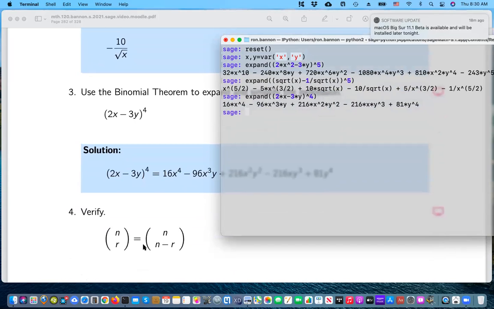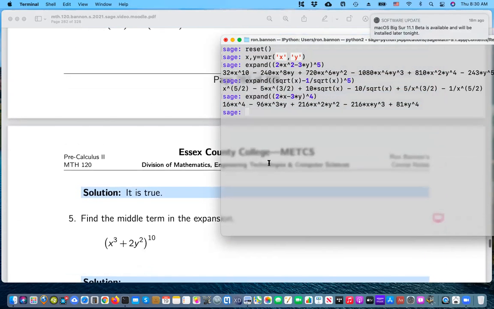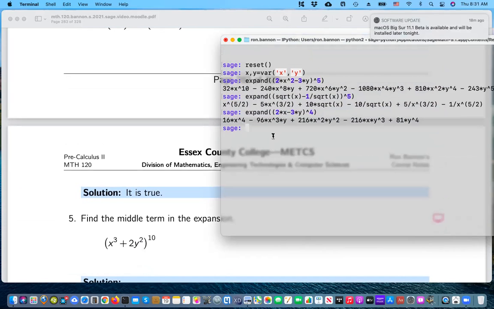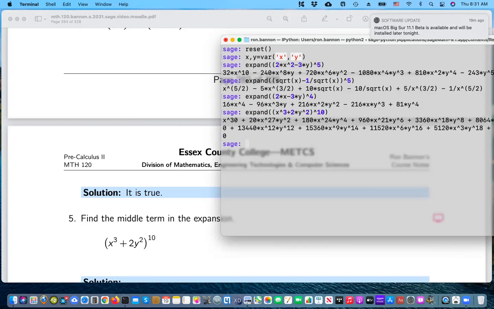Verification problem. Yeah, Sage can do it, but the bottom line is it's probably too much code at this point to go through that. So I'm going to skip 4 for Sage, and I'm going to go to number 5 now. It says the middle term of this expansion over here. Again, we'll do this by hand, but I'm going to expand. Very simple command: x cubed plus 2 star y squared to the 10th power. Now this is going to generate 11 terms. In 11 terms, the middle term would be the 6th term in. I'm going to count it in for you now. 1, 2, 3, 4, 5, 6.